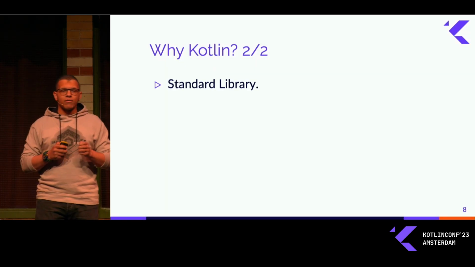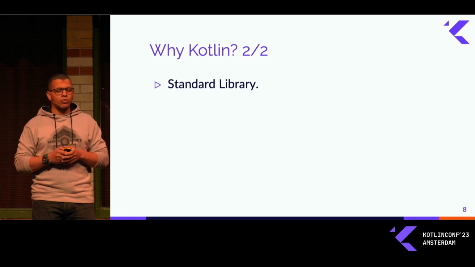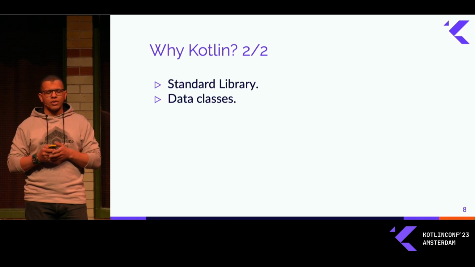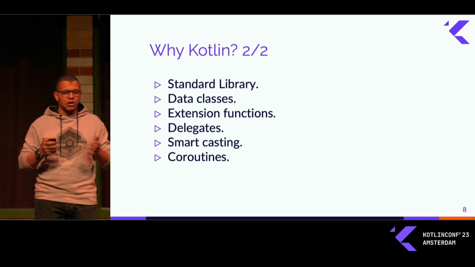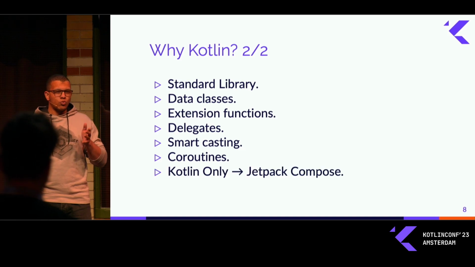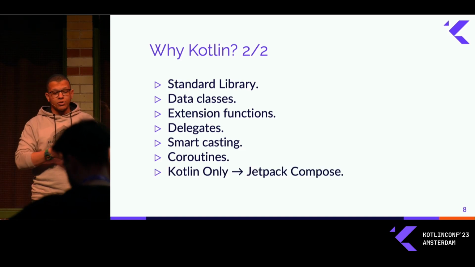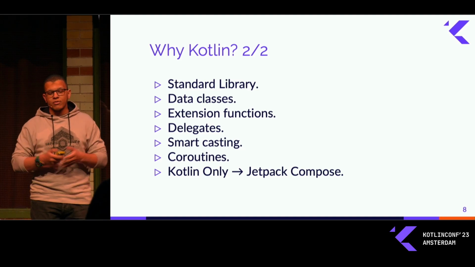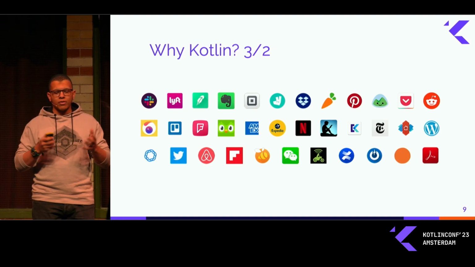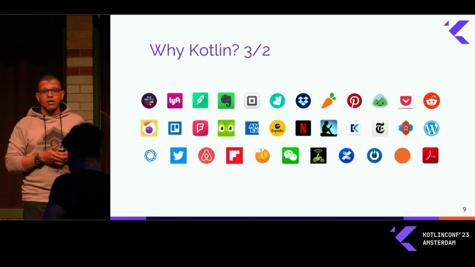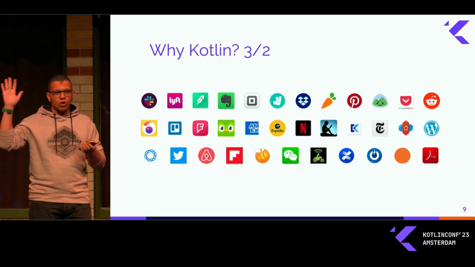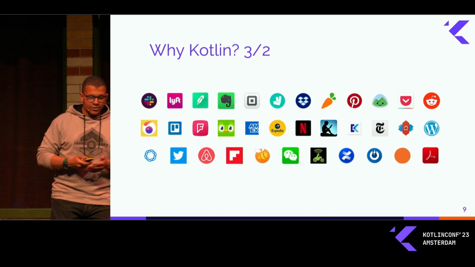Not only that, we do have a lot of great things. We have a rich standard library, which helps us with many day-to-day tasks. We have data classes, extension functions, delegates, smart casting. We even have things specific to the language such as coroutines and flows, of course. And with Kotlin, you can use Kotlin-specific libraries such as Jetpack Compose. You can't use that in Java, for example. And it is used in a lot of the applications in the Play Store, of course. How many of you are using Kotlin in production right now? Almost all of you. Of course, it's Kotlin Conf, that's why.